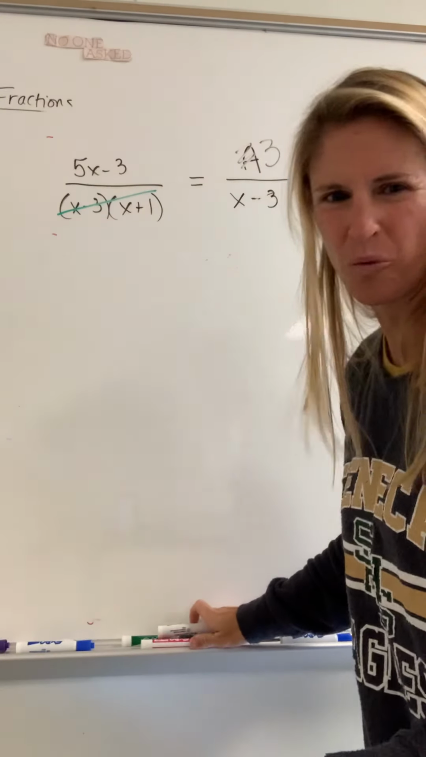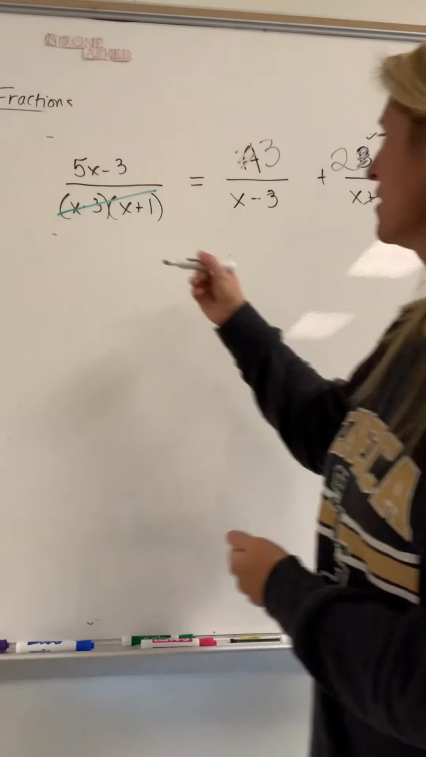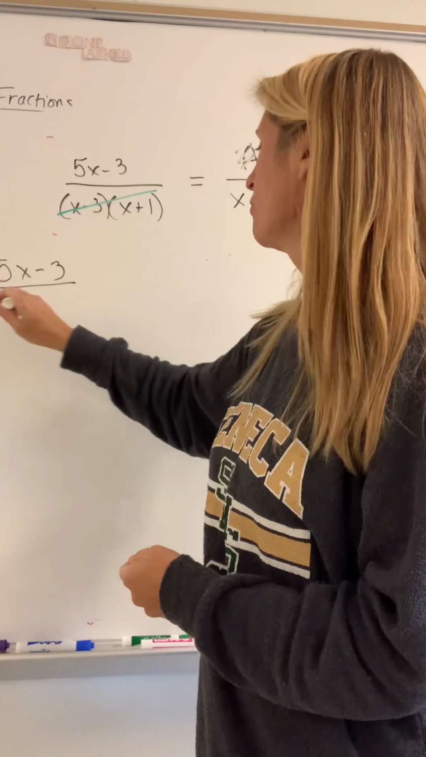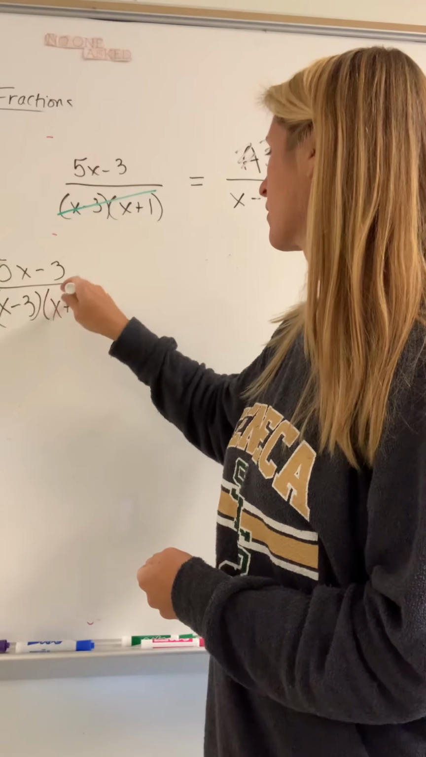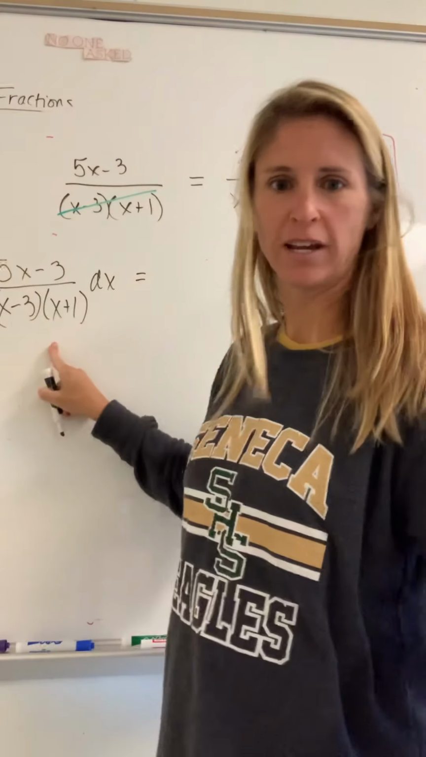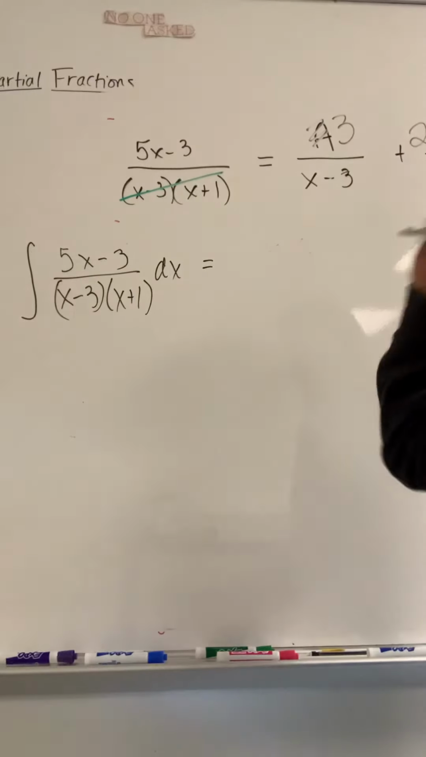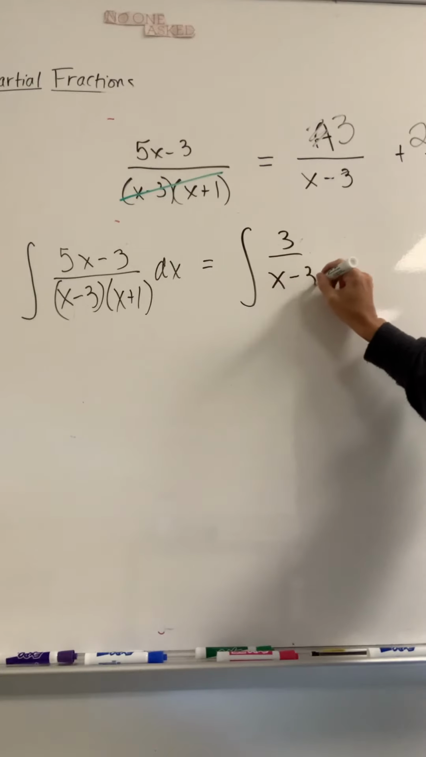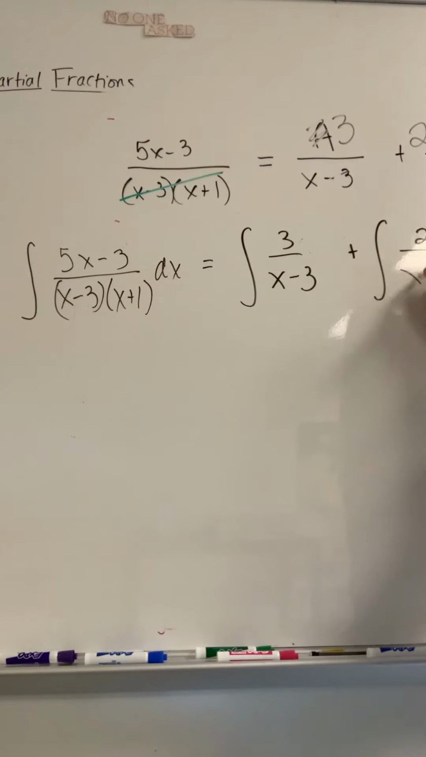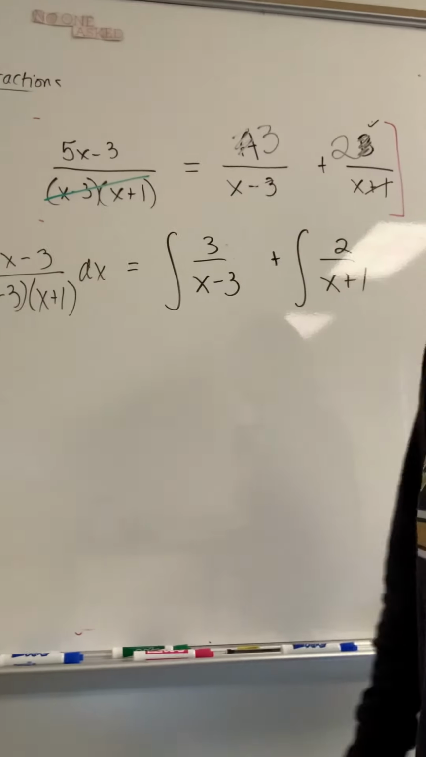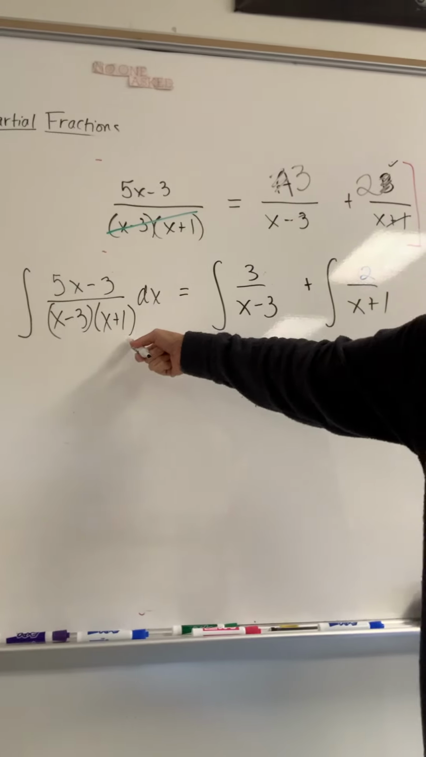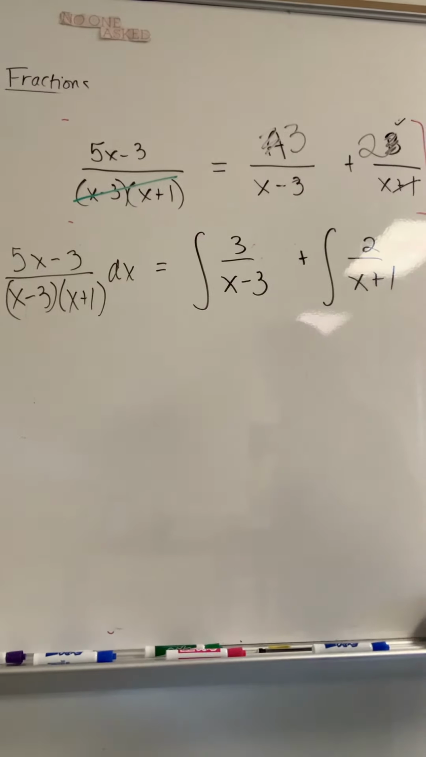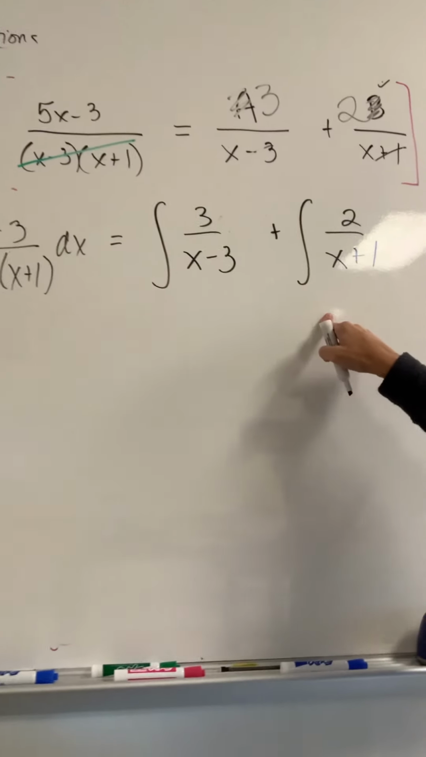So what did I just do? I took my original integral, 5x minus 3 over x minus 3, x plus 1, because that's my factored version. I just figured out that this is the same thing as the integral of 3 over x minus 3 plus the integral of 2 over x plus 1. I just made my crazy integral that I couldn't do into 2 much easier ones that I can do. So I can do these 2 separately.